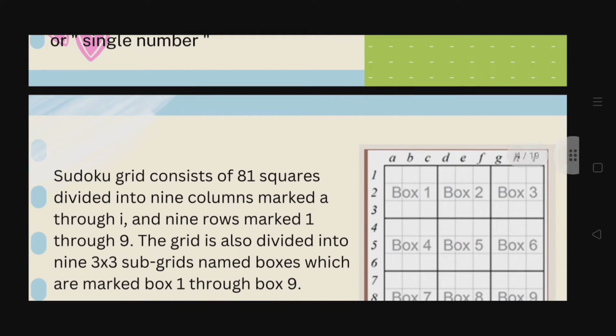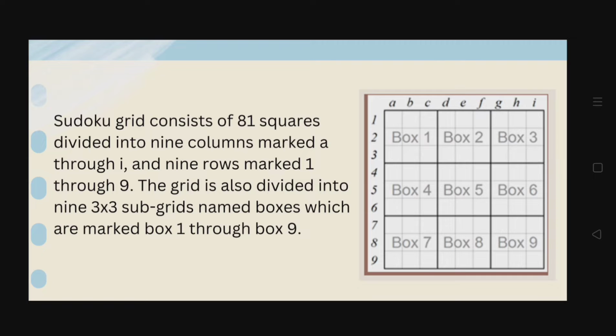Now, the Sudoku grid. Based on the figure shown on the right side, the Sudoku grid consists of 81 squares divided into 9 columns. As you can see, 9 columns marked A through I and 9 rows marked 1 through 9. The grid is also divided into 9 3 by 3 subgrids named boxes, which are marked box 1 through box 9. Sudoku most commonly appears in its 9 by 9 matrix form.